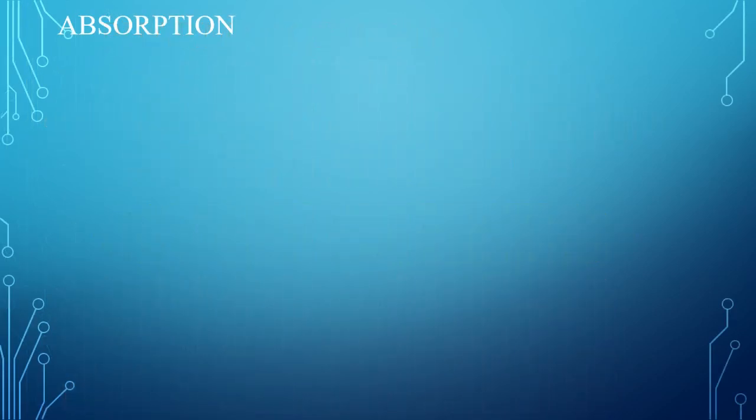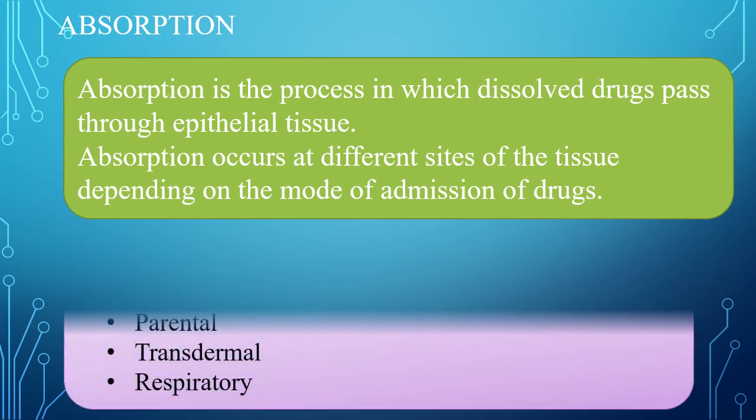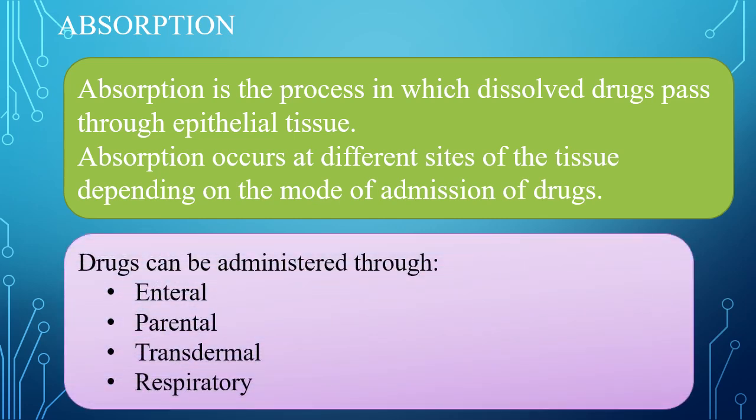Now the first parameter is absorption. Absorption is the process in which dissolved drug passes through epithelial tissue. It occurs at different sites of the tissue depending on the mode of administration of the drug. A drug can be administered in the body through four main routes: enteral, parenteral, transdermal, and respiratory.